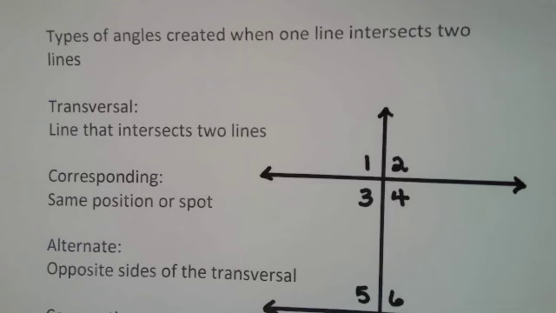Now we're going to go over types of angles created when one line intersects two lines. We've gone over what happens when two lines intersect. You get two special types of angles: vertical angles and a linear pair. We're going to look at a picture where one line intersects two lines.